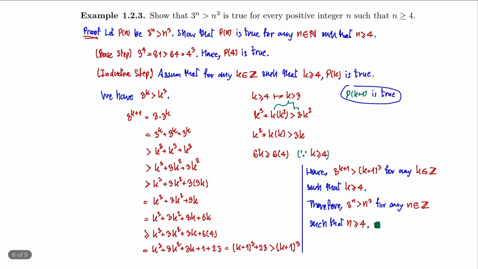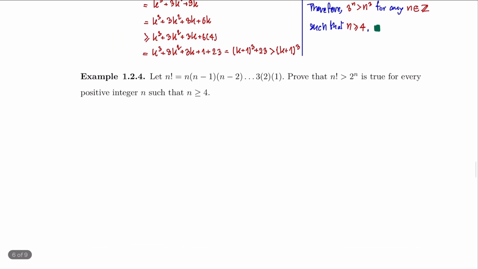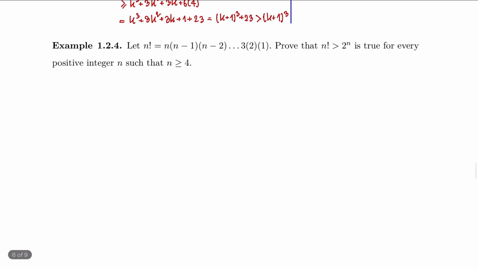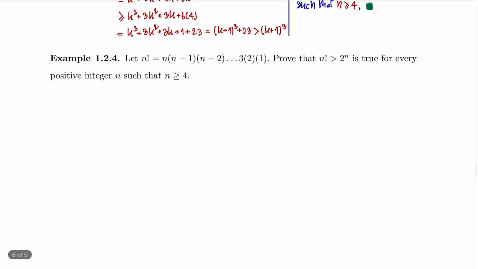So in the next video, I'm going to show this equation, n factorial equal to this one, right? And we're going to prove that n factorial greater than 2 raised to the power of n for every positive integer greater than or equal to 4.